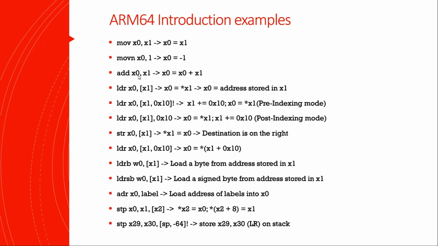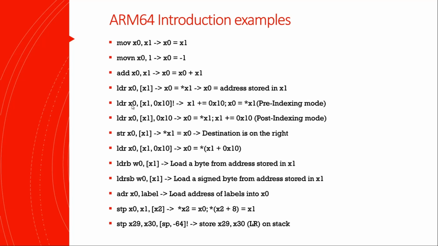Next we have add x0 comma x1. This is pretty straightforward to understand. It will add value of x0 and x1 and put the result into x0 register. So this is our destination register here. Then we have LDR load register, and as I have explained earlier, it will move the value pointed by this x1 register into x0 register. So whatever the value present in the memory address of x1, that will be moved into x0.